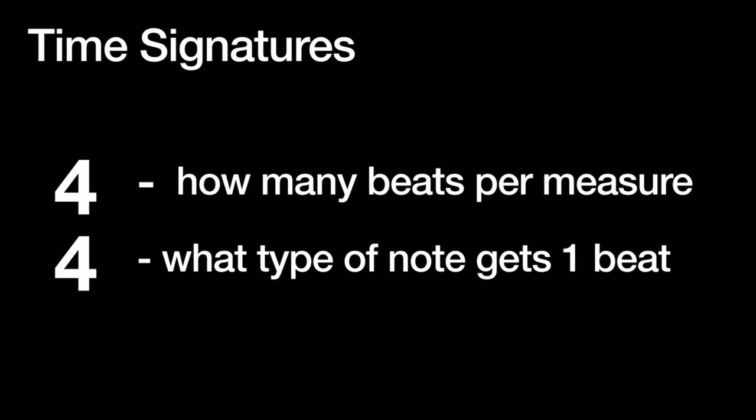When there is a 4 on the bottom of the time signature, the quarter note gets one beat, the half note gets two beats, and the whole note gets four entire beats, in any 4-4 time or 3-4 time, any time signature that has a 4 on the bottom. And then these eighth notes here, they get half a beat each.